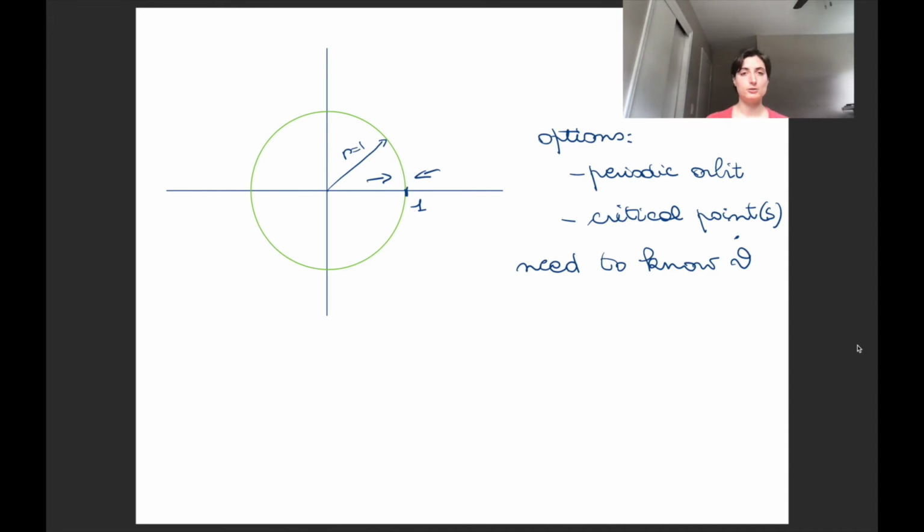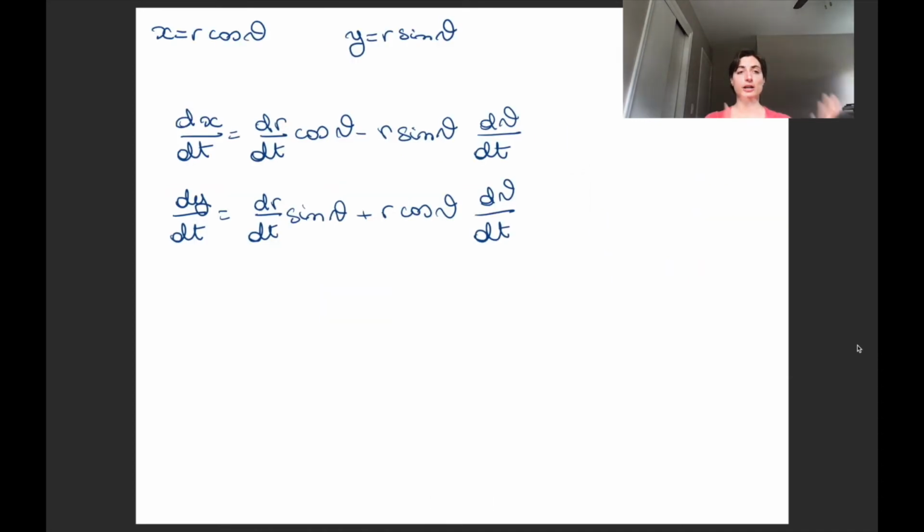In order to figure this out, what we need to know is theta dot, which we haven't computed yet. So again, going back to our formulas for the polar coordinates, we have x equals r cos theta, y equals r sin theta. If we take the derivative of the first equation with respect to time, the derivative of x with respect to time is equal to the derivative of r with respect to time times cos theta, plus r times the derivative of cos theta with respect to time, that is minus r sin theta times d theta dt. And something similar comes out for dy.